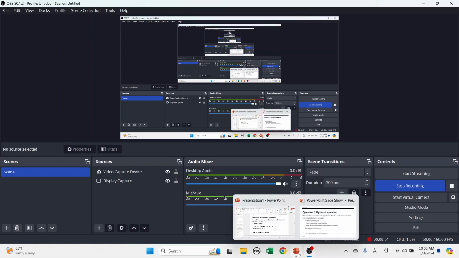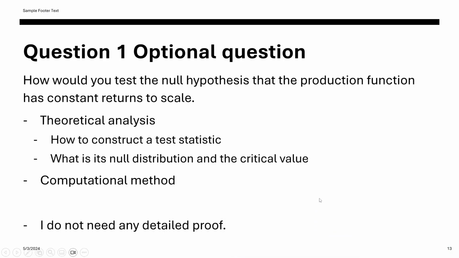Okay, this is the second question. Before starting the second question, I'll put the optional question here, and if I have time, I will update the homework, the exam. As I mentioned earlier, it'll be interesting to think about a hypothesis test of constant returns to scale.